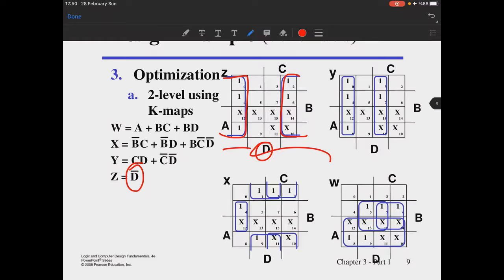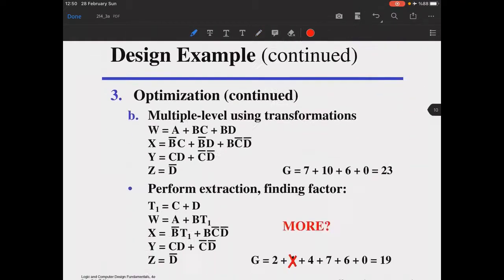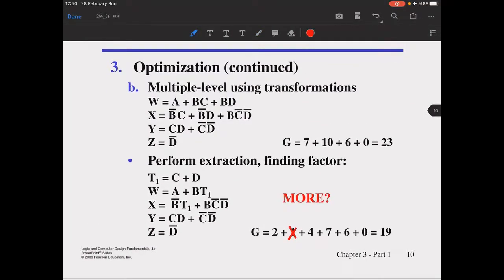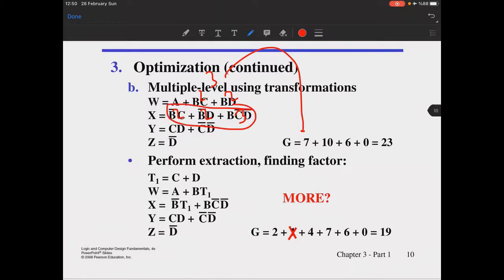But are we finished? Just pause the video and think about it. Are we finished here? No. We can go ahead and go for the multiple-level transformations that we discussed in the previous session. These are our original output equations here. And what are the costs here? It's 2, 2, 3, and 7. It is 2, 2, 3 combined to a 3-input gate, so it is 10.